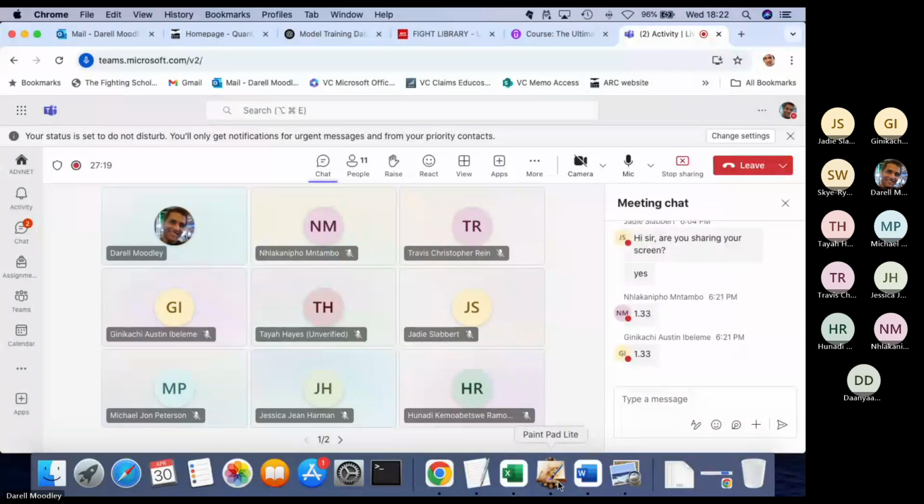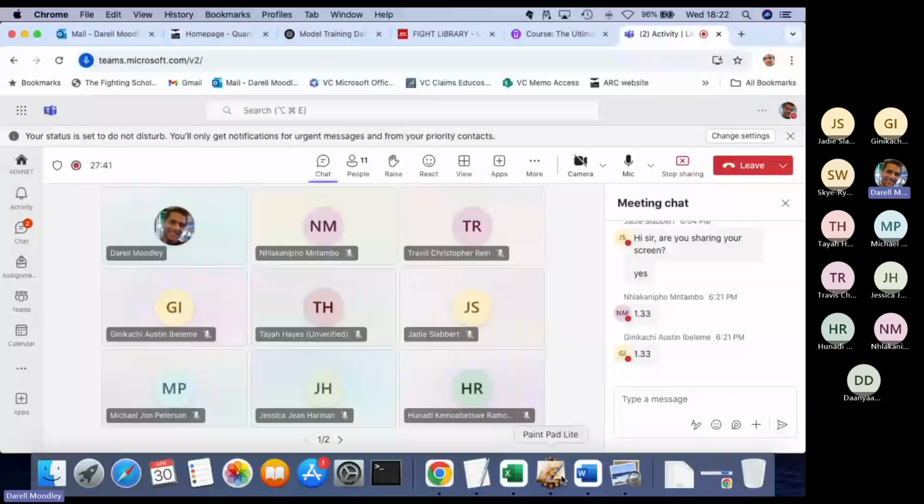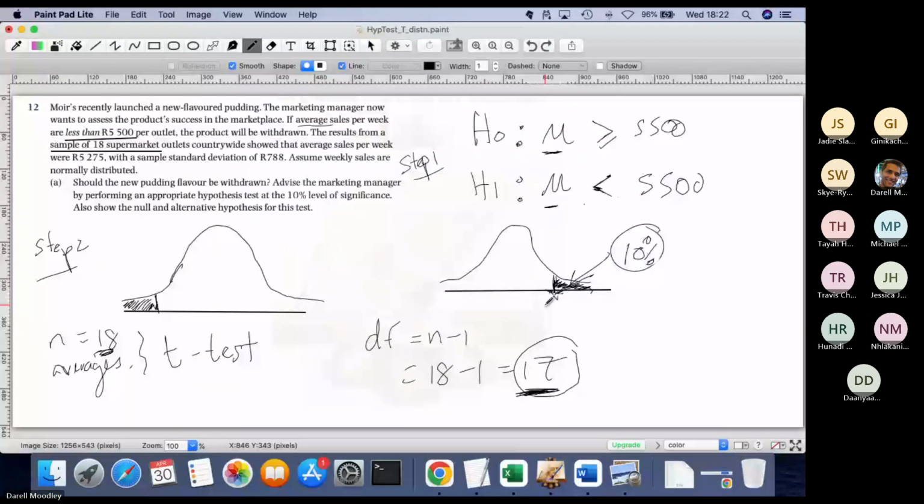Very good. Nicely done. Everyone sees why it's 1.33, right? Because here's your area size, it's 0.1 or 10%. Your degrees of freedom is 17, so your value is 1.33. I'm hoping everyone understands that, but please let me know if you don't. So I'll write it there, 1.33. I'm just going to use 2 decimals, so 1.33 should be fine.